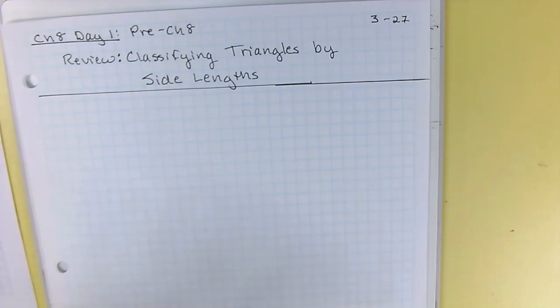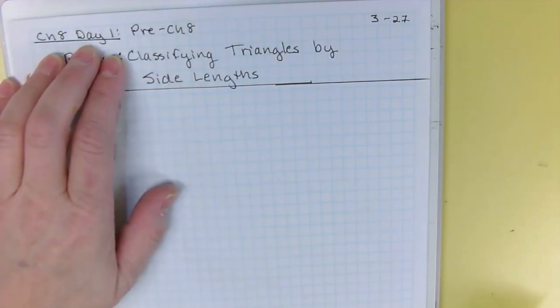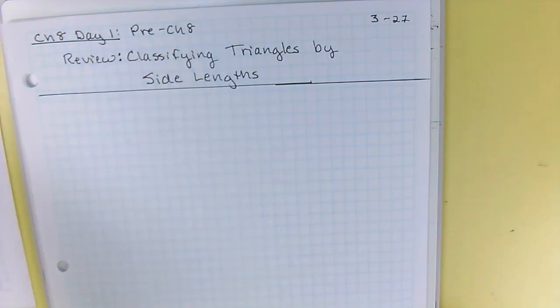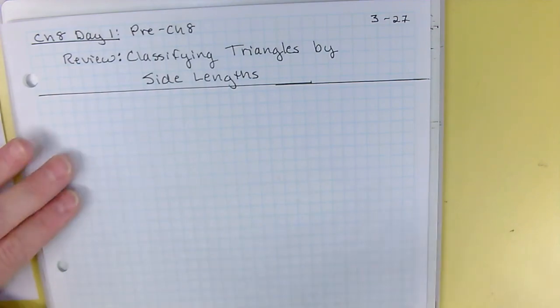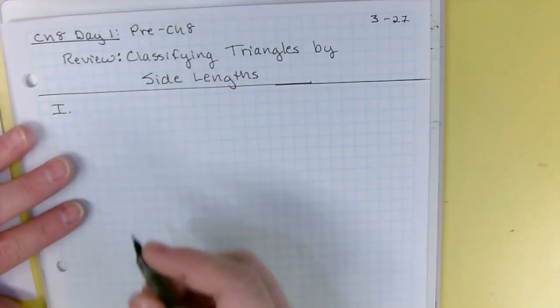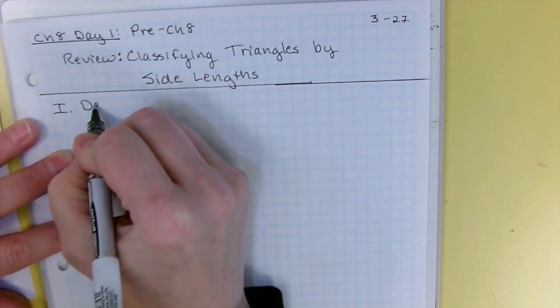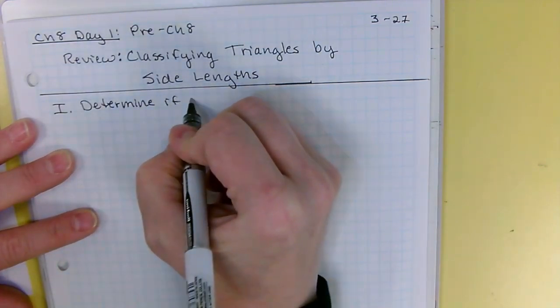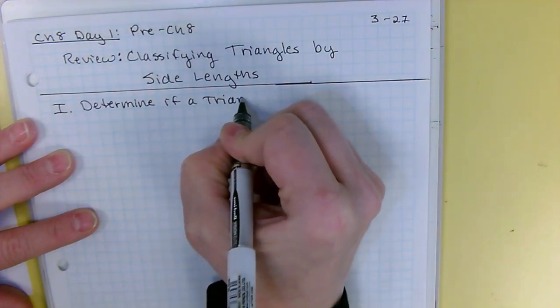Overview. So classifying triangles by side length and determine if a triangle is possible. This is day 1 of chapter 8. This is the pre-chapter 8 set that we're doing from here until Friday. So Roman numeral 1, before you can classify a triangle by side lengths, you have to know if you can even make a triangle. So Roman numeral 1 is determine if a triangle is possible.